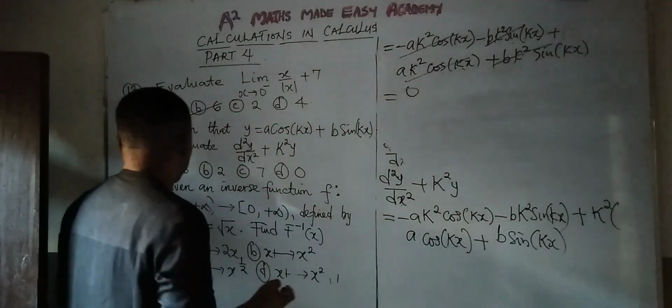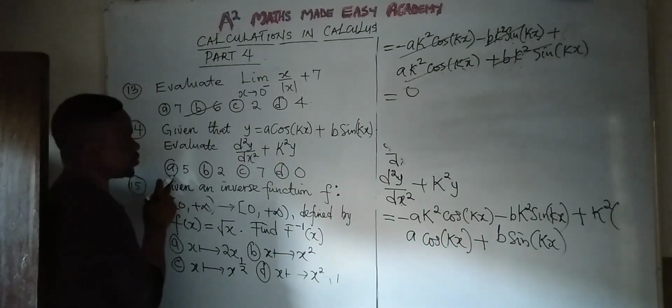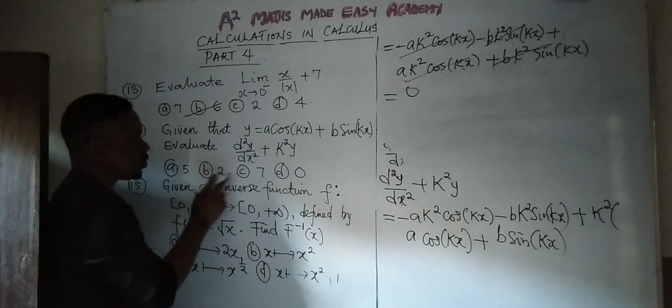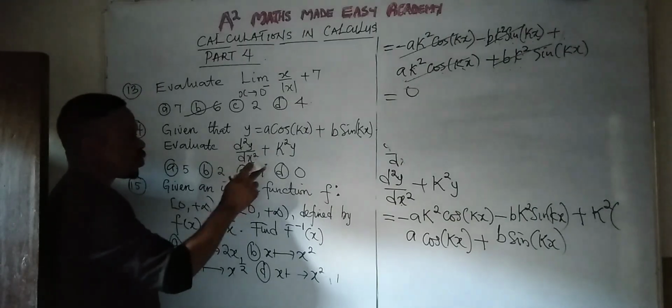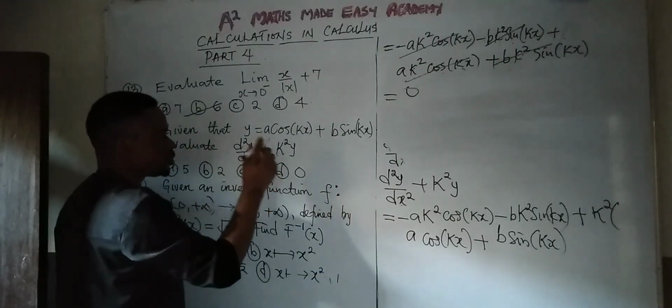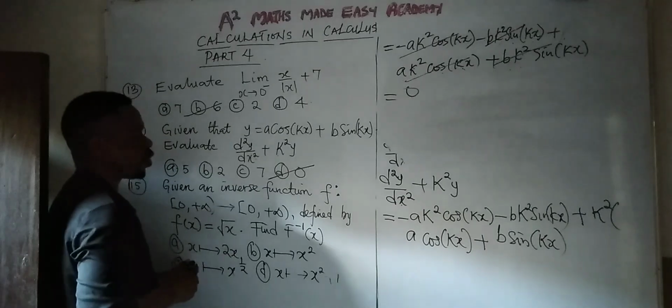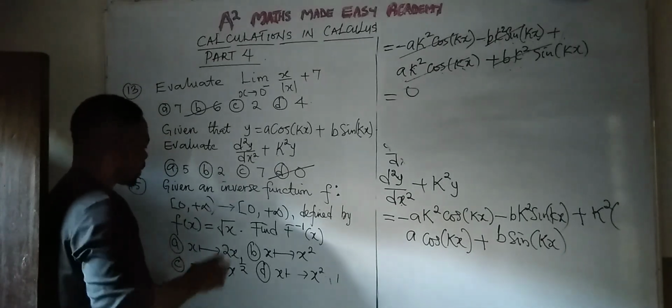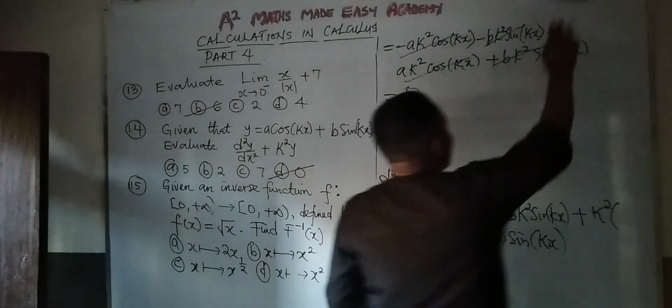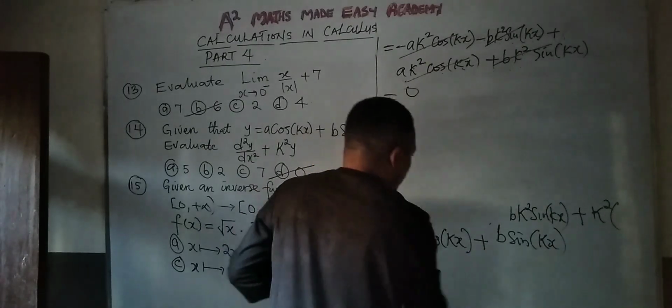Now let's check the options. Do we have 0 here? It cannot be this, no. It cannot be this, no. It cannot be option C. Wow, the correct answer in the options is option D. We have simplified it, or we have evaluated it. Are you with me? Let's go to question number 15.